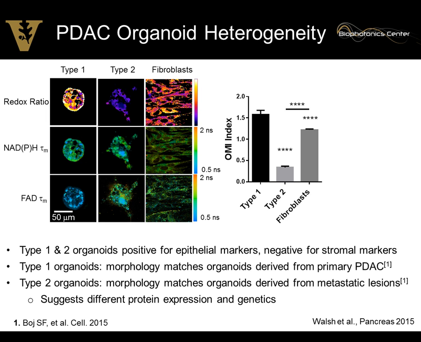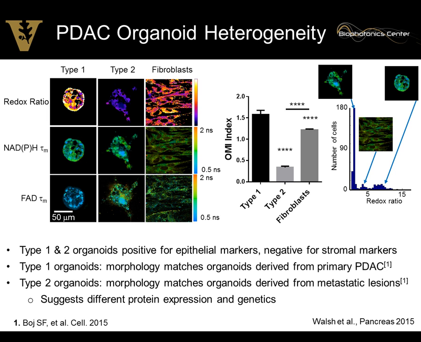So what we know about the morphology of these organoids is that they match the morphology from other studies. So other studies looked at primary PDAC in mouse models and also metastatic lesions derived from primary PDAC in mouse models. So these type 2 organoids look a lot like what would grow from the metastatic lesions, and these type 1 organoids look a lot like what grew from the primary tumor. Okay.